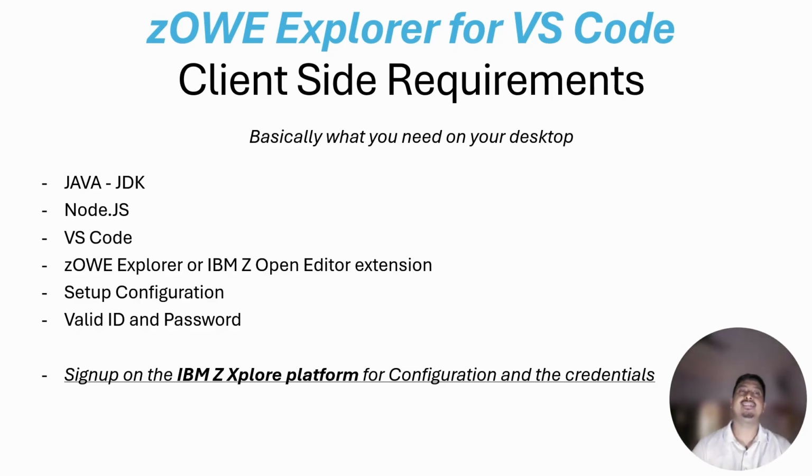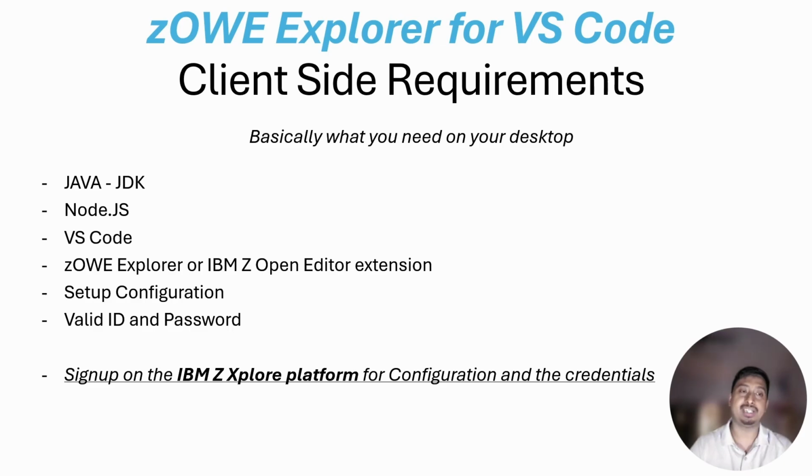So the client-side requirements for the Zowe Explorer for VS Code. This is what you need on your desktop, so you can pay attention here. You need the Java JDK, which is the Java Development Kit. If you do not have it, you can install it from the IBM website. It is downloaded from Semeru Java, which is the free version from IBM.